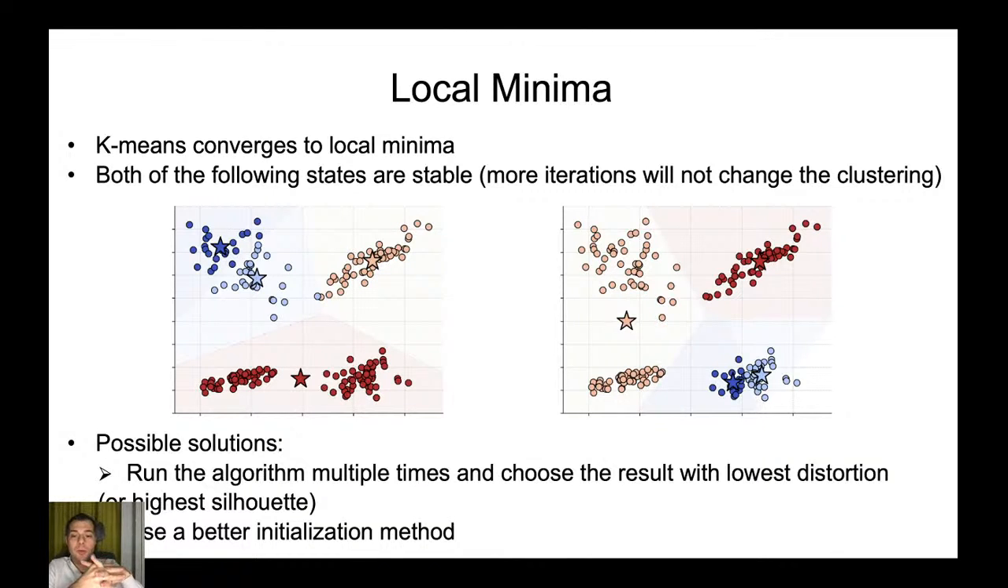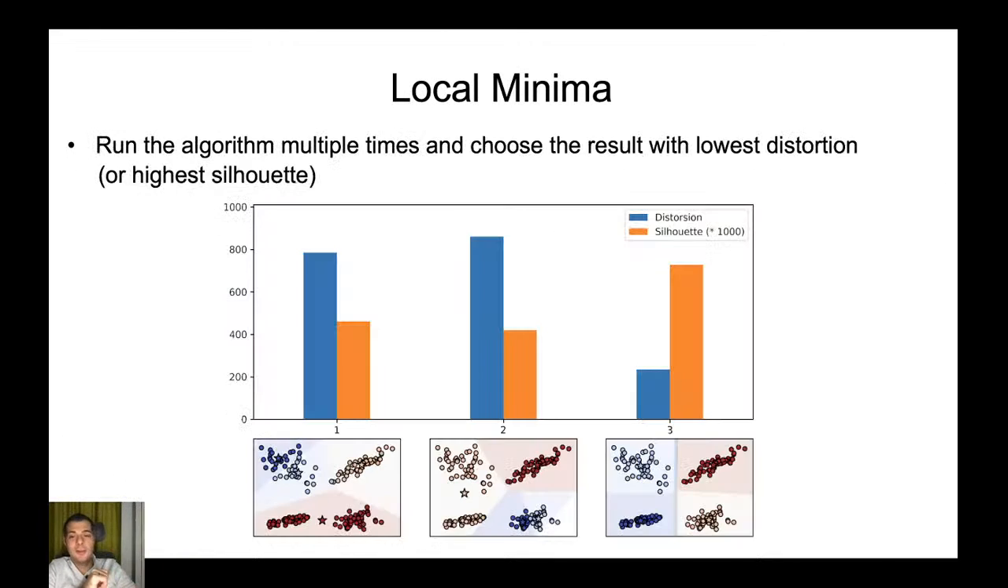So you can use this better initialization method, but this does not necessarily converge to the global minimum. So you can reuse this to run the algorithm multiple times, but using this initialization that is called k-means++.